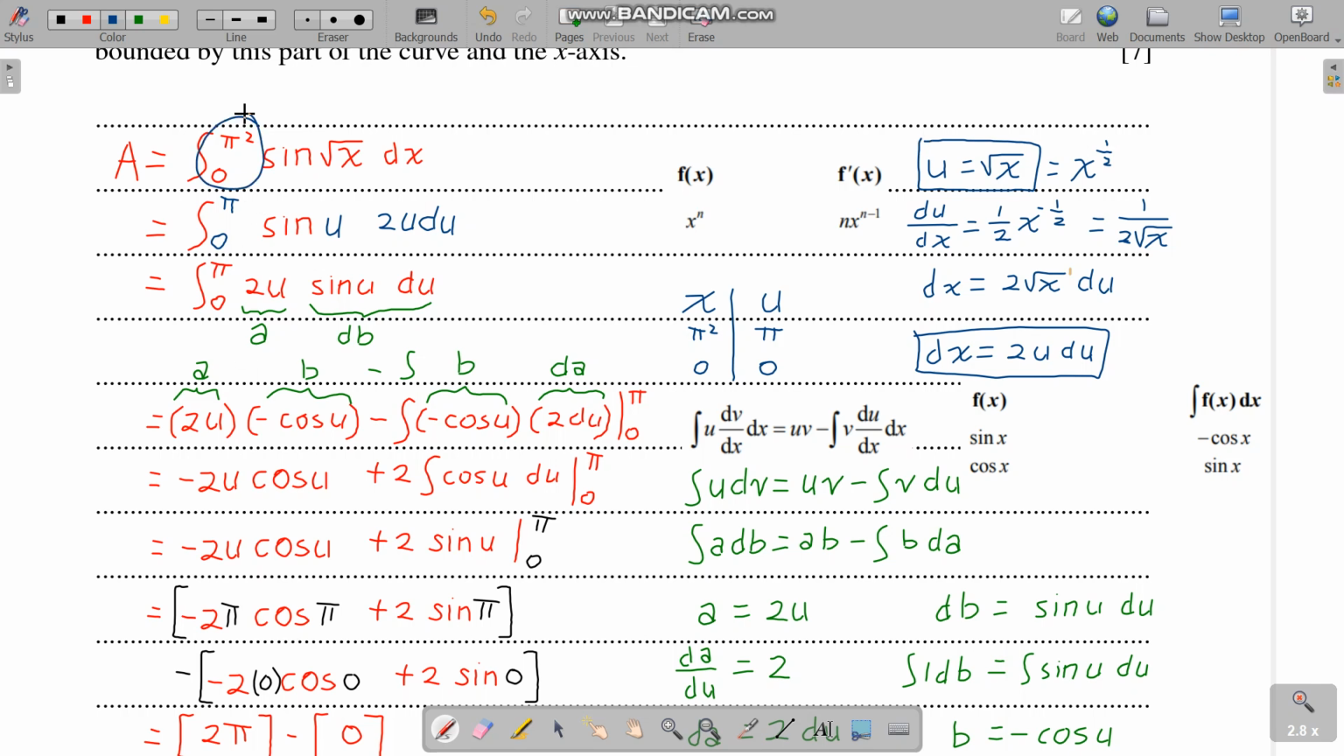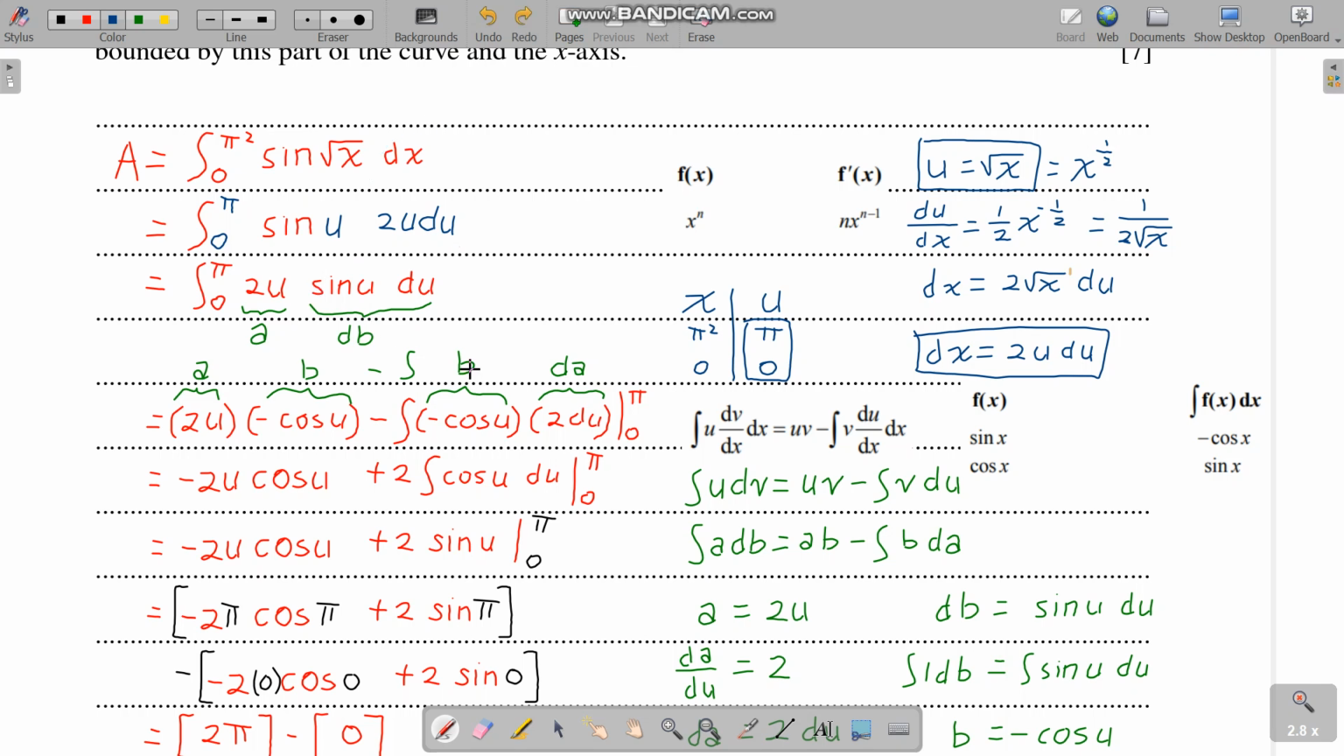The limit is from 0 to pi squared, but that's for x. When x is pi squared, u is the square root of pi squared, which is pi. And when x is 0, u is the square root of 0, which is 0. So we also transform the limits of integration. Now we have everything we need. We substitute the limits, we substitute root x with u, and we substitute dx with 2u du. So everything is in terms of u.